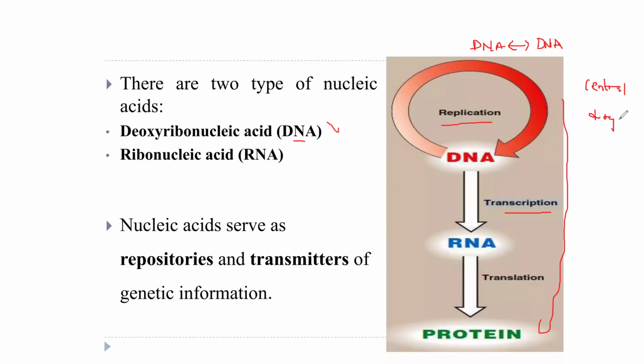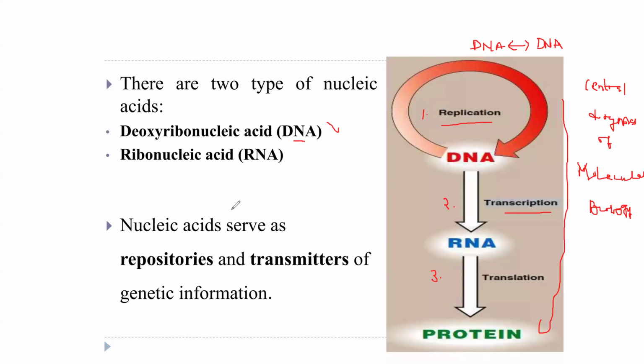We call it the central dogma of molecular biology. The central dogma of molecular biology comprises of one, replication, two, transcription, and three, translation. So these are the central dogma of molecular biology.